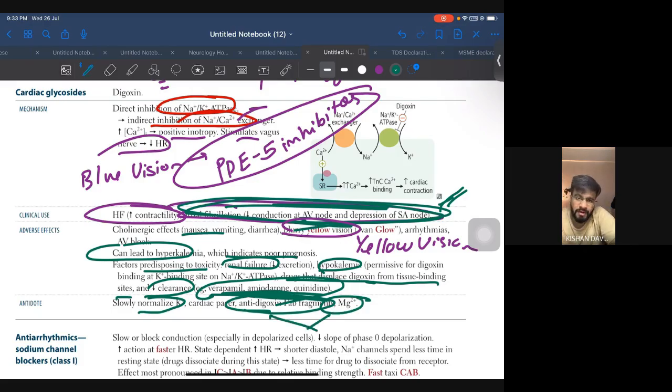So digoxin becomes very high yield because one or two questions definitely are asked in UWorld and NBME में भी बहुत सारे हैं. Sodium potassium ATPase first, then sodium calcium. Okay, yellow vision, then atrial fibrillation में what will be the role? Then hyperkalemia, most important toxicity effect, and how you will treat it? Magnesium or give anti-digoxin Fab fragment. Okay, so all these lines are very important.